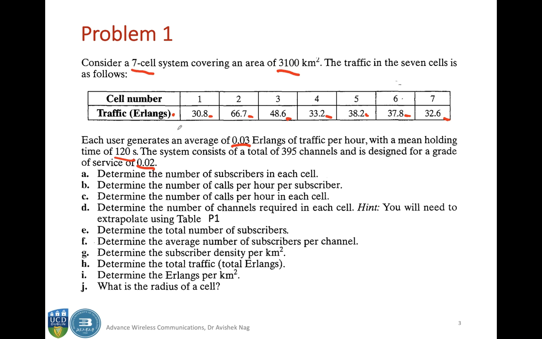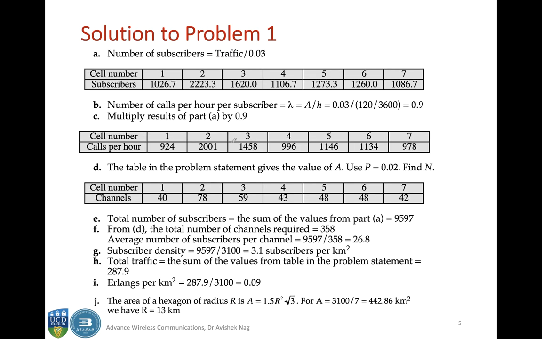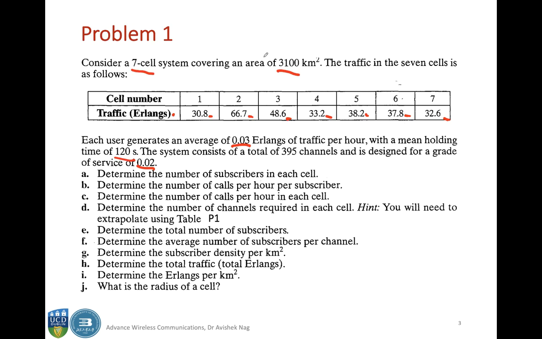In each cell, the traffic in Erlangs is given, and here it is said that each user generates an average of 0.03 Erlangs of traffic per hour, with a mean holding time of 120 seconds. So in that case, the number of subscribers will be simply the traffic in each cell divided by the average traffic per hour. If you divide all these numbers, you will get the number of subscribers in each cell.